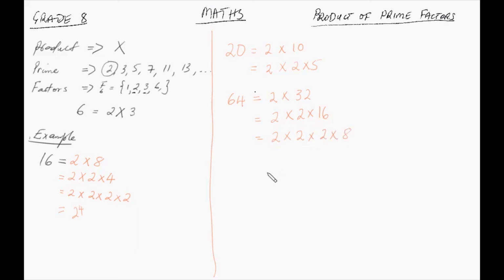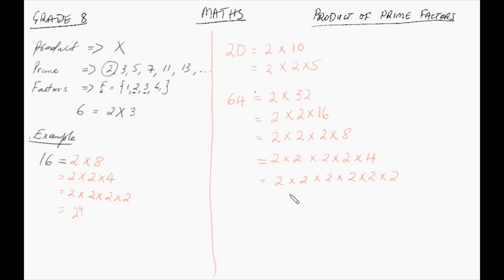Now, what do we have? 8 is still not a prime number. So we have 2 times 2 times 2 times, instead of 8, 2 times 4. But 4 is still not a prime number. So we have 2 times 2 times 2 times 2 times, instead of 4, we say 2 times 2.